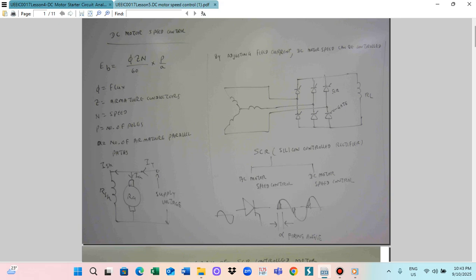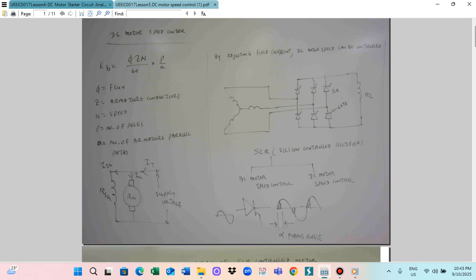So this is the equation to calculate the DC motor voltage. The DC motor voltage Eb is equal to φZ by 60 into P by A. So Eb is the back EMF, φ is the flux, Z is the number of armature conductors, N is the speed, P is the number of poles, and A is the number of armature parallel paths.